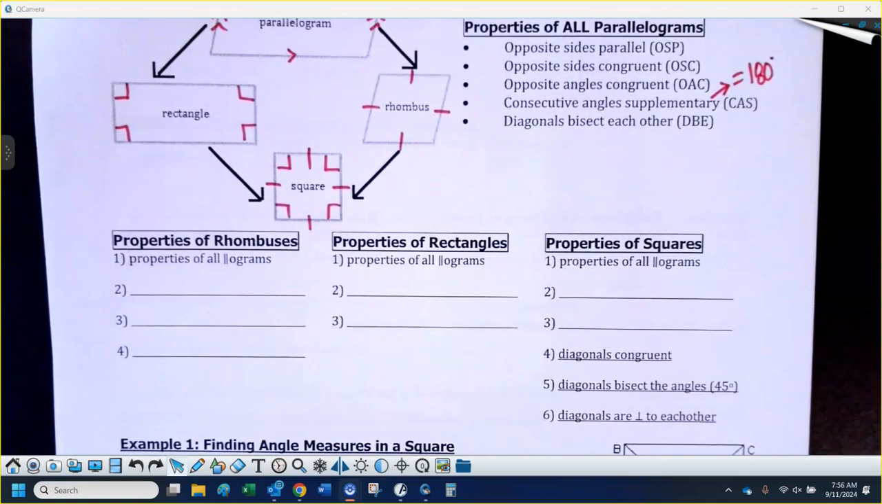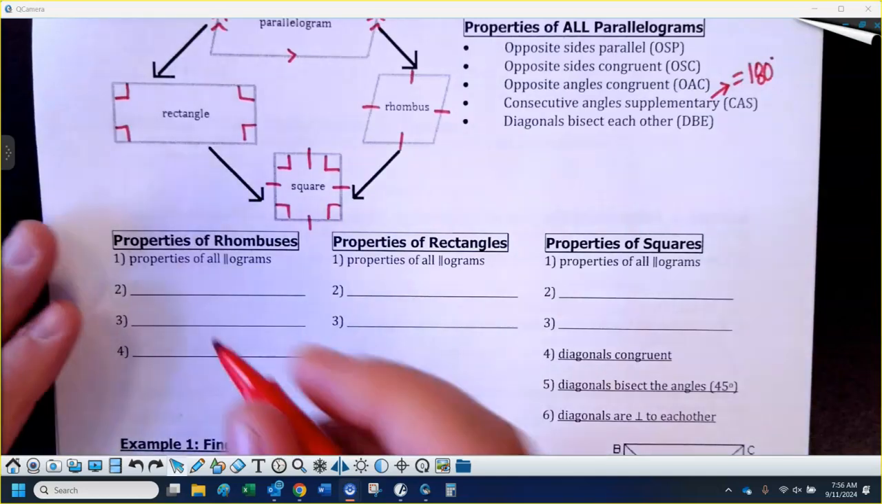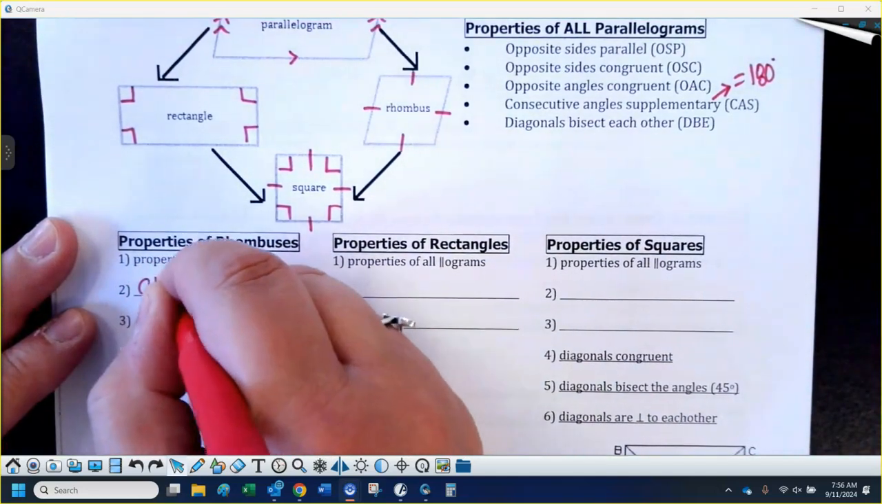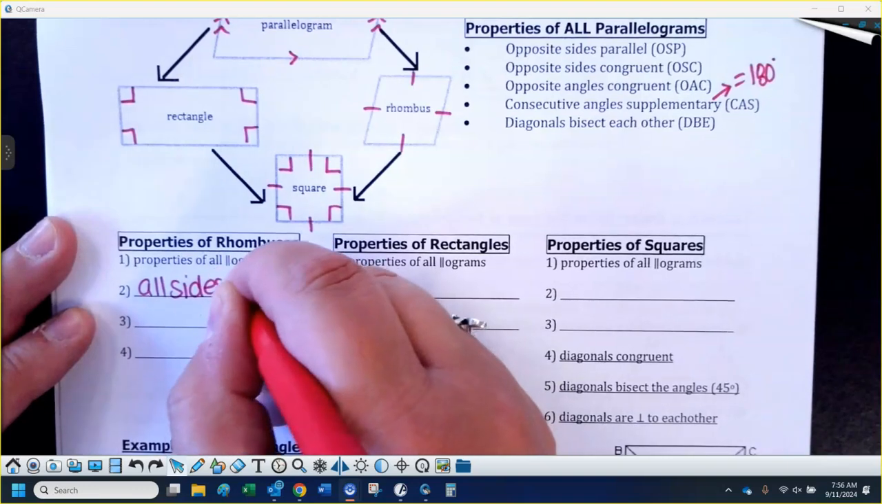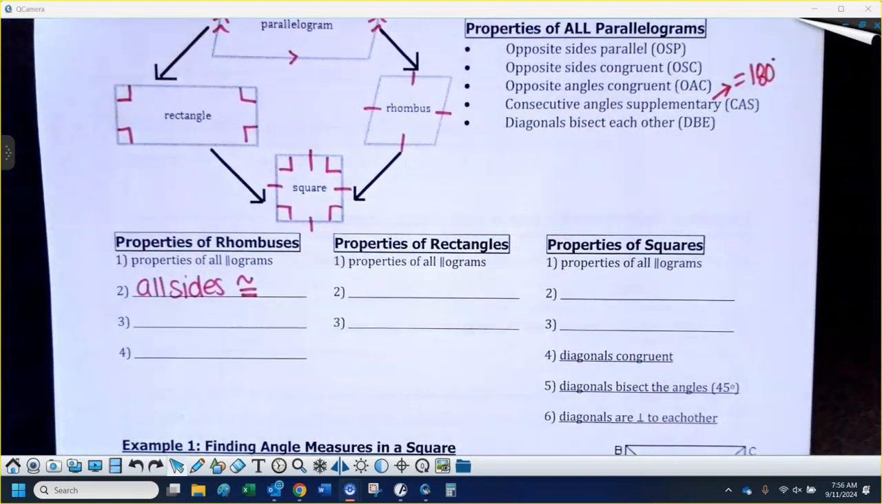So we're going to talk about the rhombus. All the properties of the parallelogram, the definition, all sides are congruent. Does anybody else remember anything that was special about the rhombus that we learned the other day? What's true about the rhombus? It's like a half of each other. Yes, like you got the 2 isosceles triangles that go into each other, they're equal.